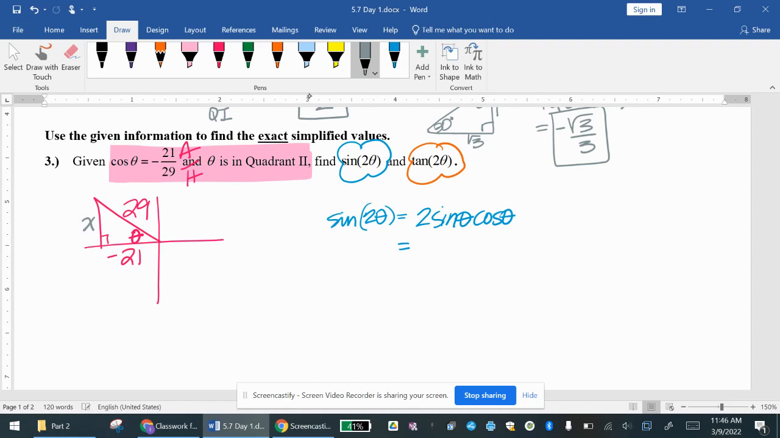Please pause the video right now and find that missing side length so I can complete the work for sine of 2 times theta. Pause the video and use your Pythagorean theorem. Remember that the legs are the ones that are squared and added to equal the hypotenuse squared. Please make sure that if you're using a calculator, you put the negative 21 in parentheses so that negative times negative comes out positive.